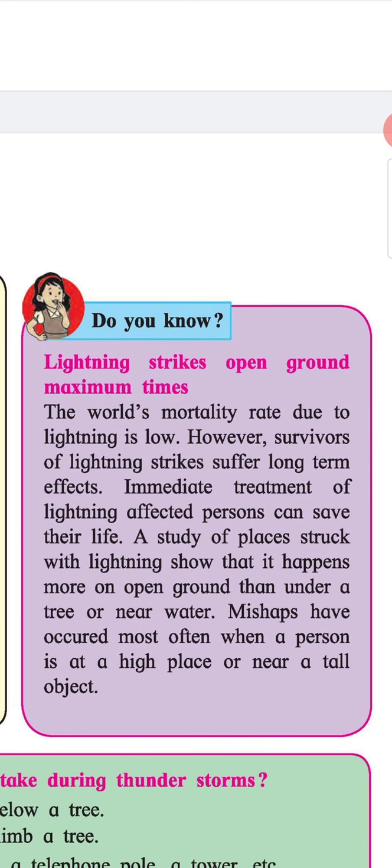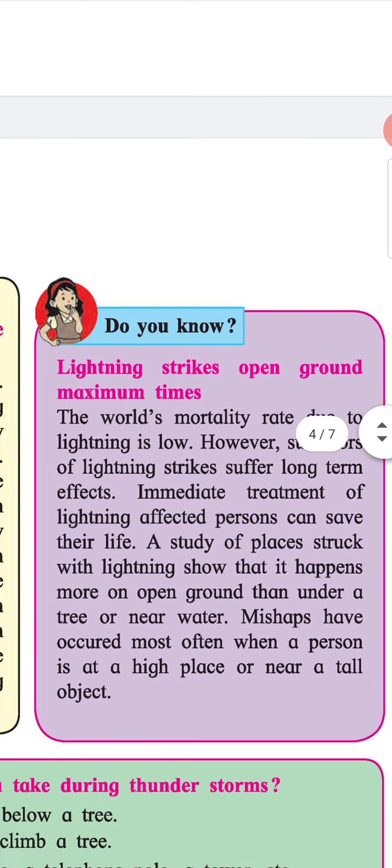Box. Do you know? Lightning strikes open ground maximum times. The world's mortality rate due to lightning is low. However, survivors of lightning strikes suffer long-term effects. Immediate treatment of lightning affected persons can save their life. A study of places struck with lightning shows that it happens more on open ground than under a tree or near water. Mishaps have occurred most often when a person is at a high place or near a tall object.